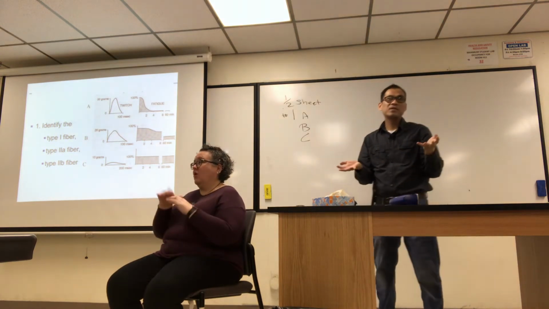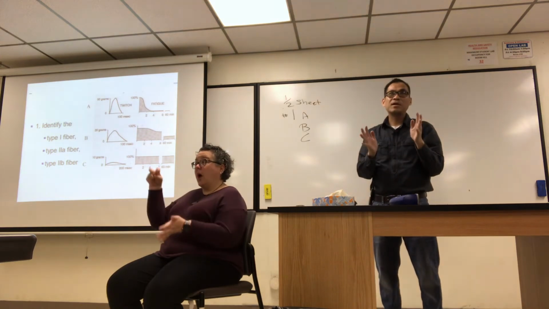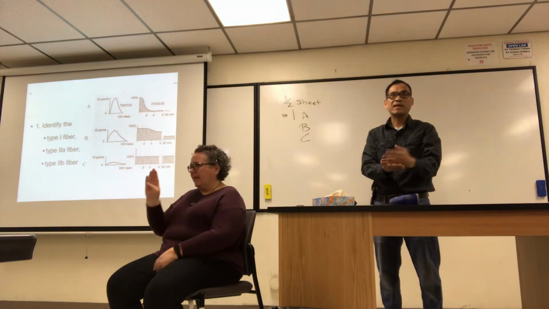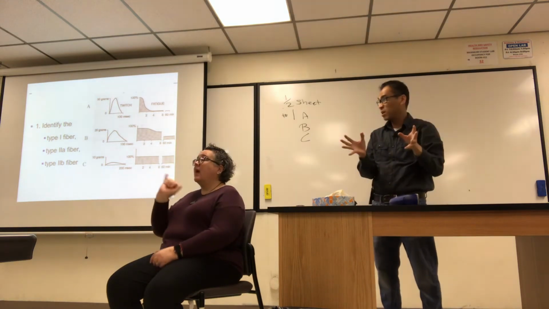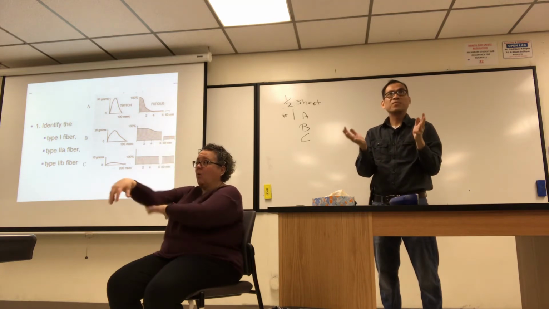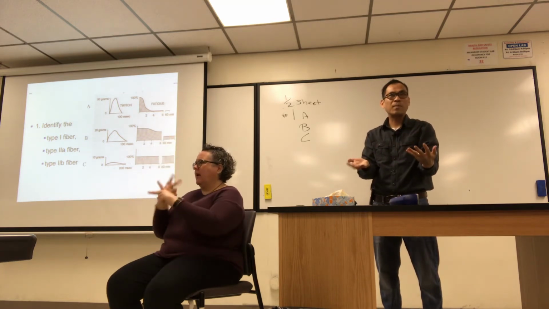Now the thing about that is, jumping is a type 2B thing, right? Jumping, like slam dunking a basketball, having the ability to jump. What fiber type is that? To jump, 2B. Now, what do we know about them in terms of fatigue?